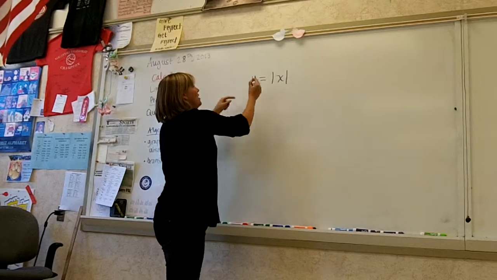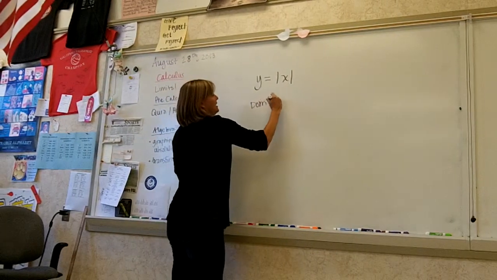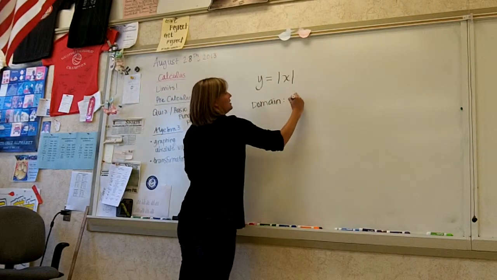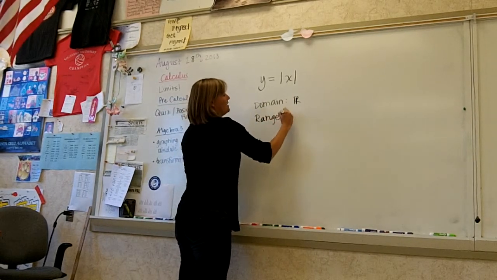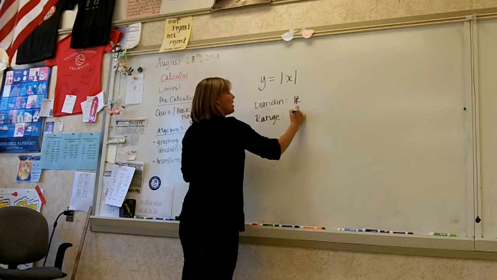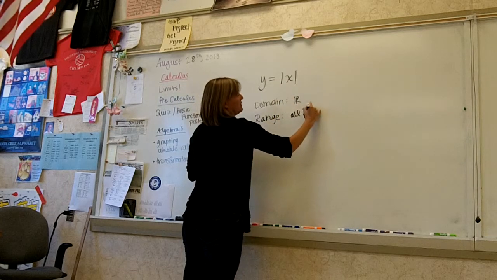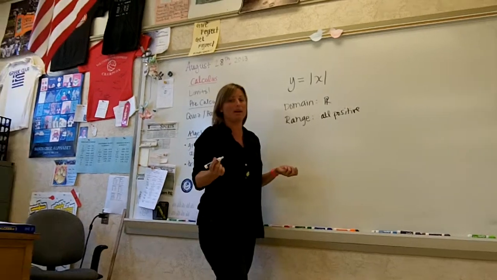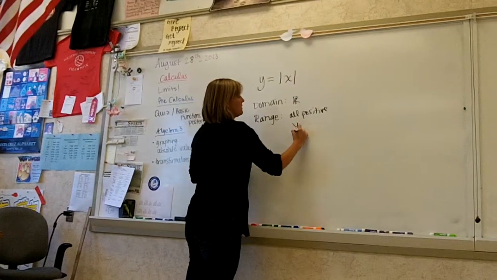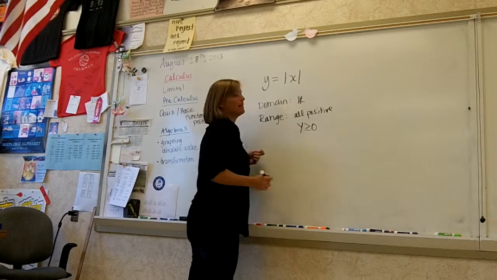But what comes out? The domain, the x values, is all real numbers, and the range, what comes out of this, the y values, are all positive, because anytime I take the absolute value of a number, it's always going to be a positive number. So it would be something like y is greater than or equal to 0.